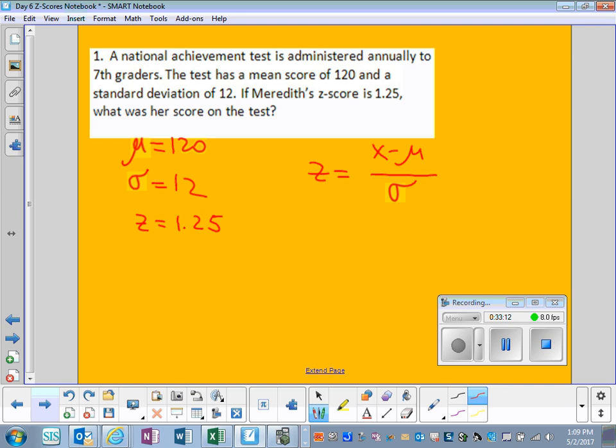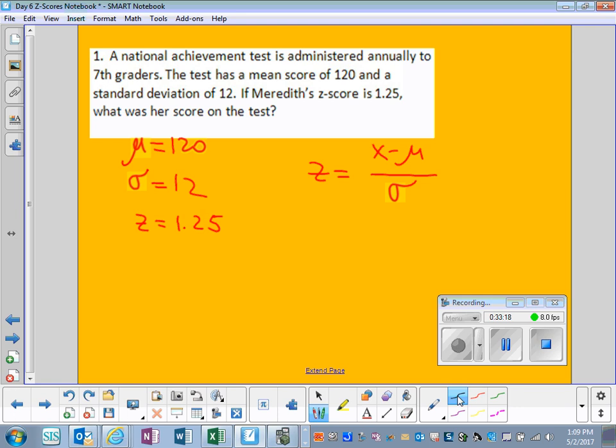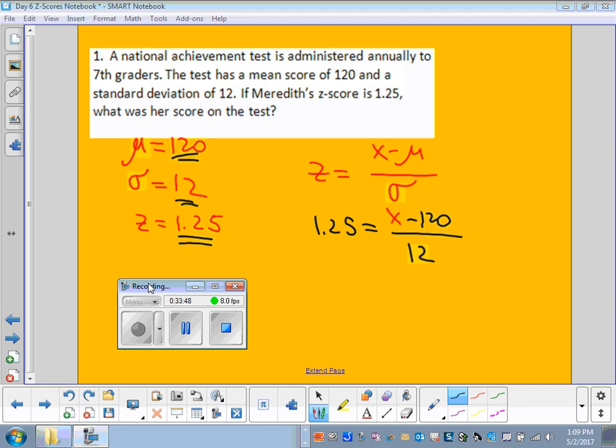So let's do that. My z is 1.25 equals x, which I don't know, minus mu, which is 120, over my sigma, which is 12. I did it right, but that doesn't make sense. I just get 135. How can you get 135 on that test? Well, like SATs are 600, or something. It's not just 100.